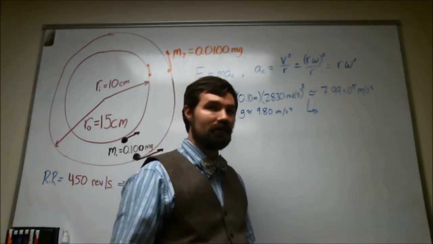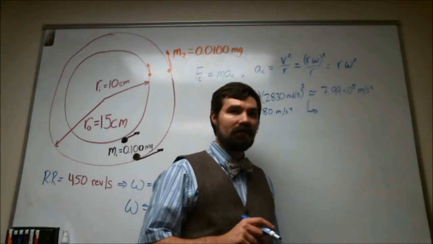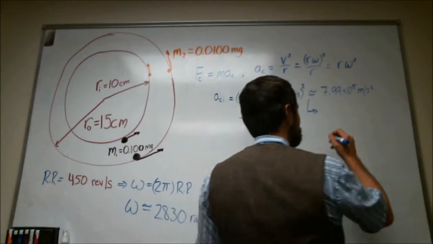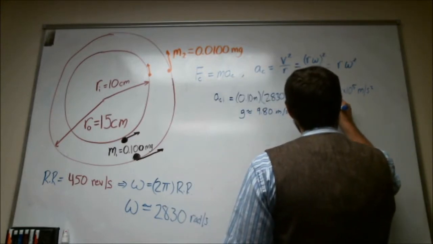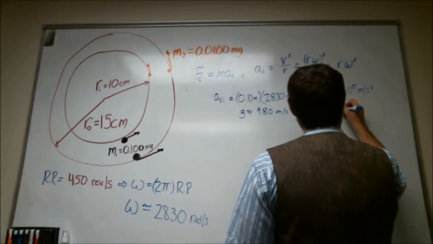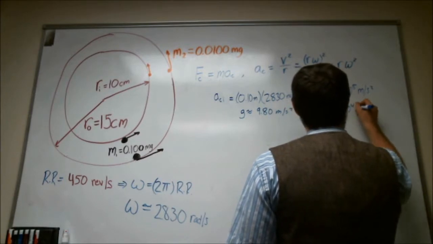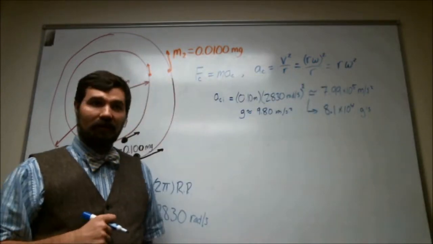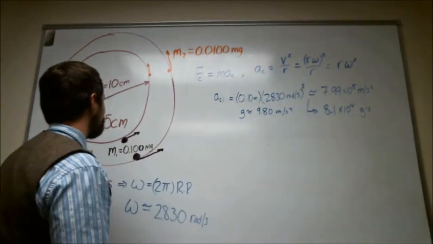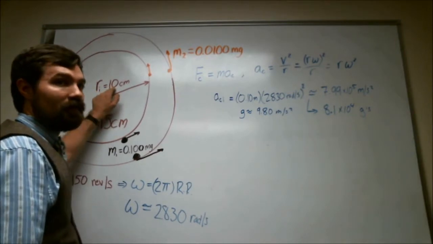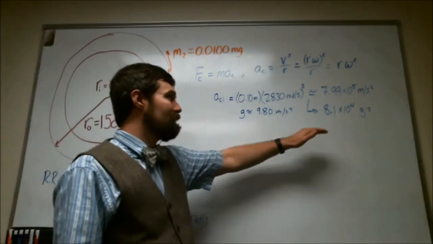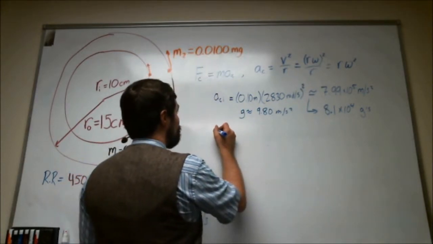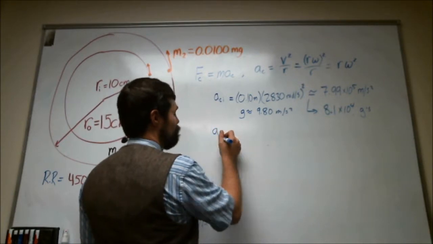And when you do that, you end up getting approximately 8.1 times 10 to the 4 times g. And you'll notice that this last one is 2 significant figures. We only had 2 significant figures in the radius, so we should express it as 8.1 times 10 to the 4 g. Okay, so that answers part of the first question.